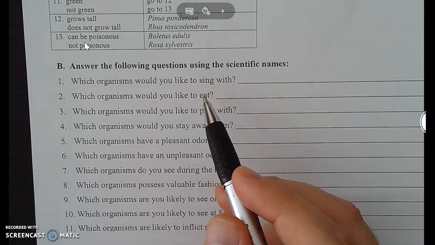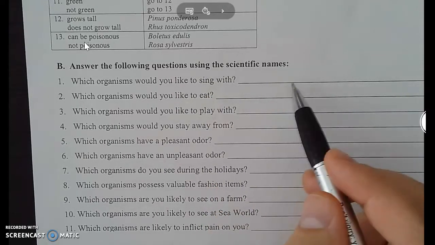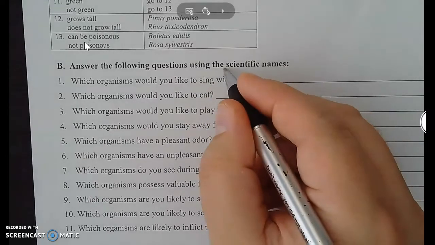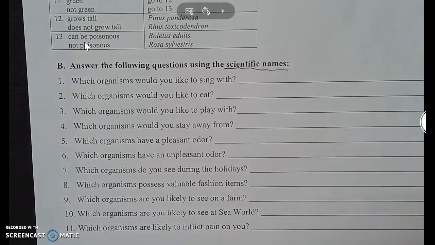But yeah. Okay. And make sure you write it in using the scientific names. Don't write the common name. So write the scientific name. You only have to put 1 organism per line. That's fine. Okay. All right. If you have any questions, let me know.